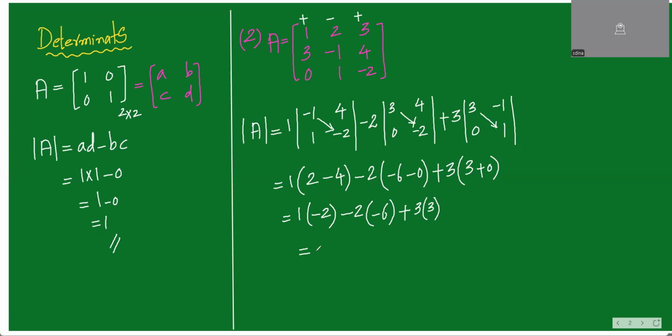Now plus into minus is minus. 1 twos are 2. Minus into minus 2 plus, 6 twos are plus 12. Plus 3 threes are plus 9. So 9 plus 12 is 21. Minus 2, 21 minus 2, 19 is your answer. This is the way to find out the determinant.